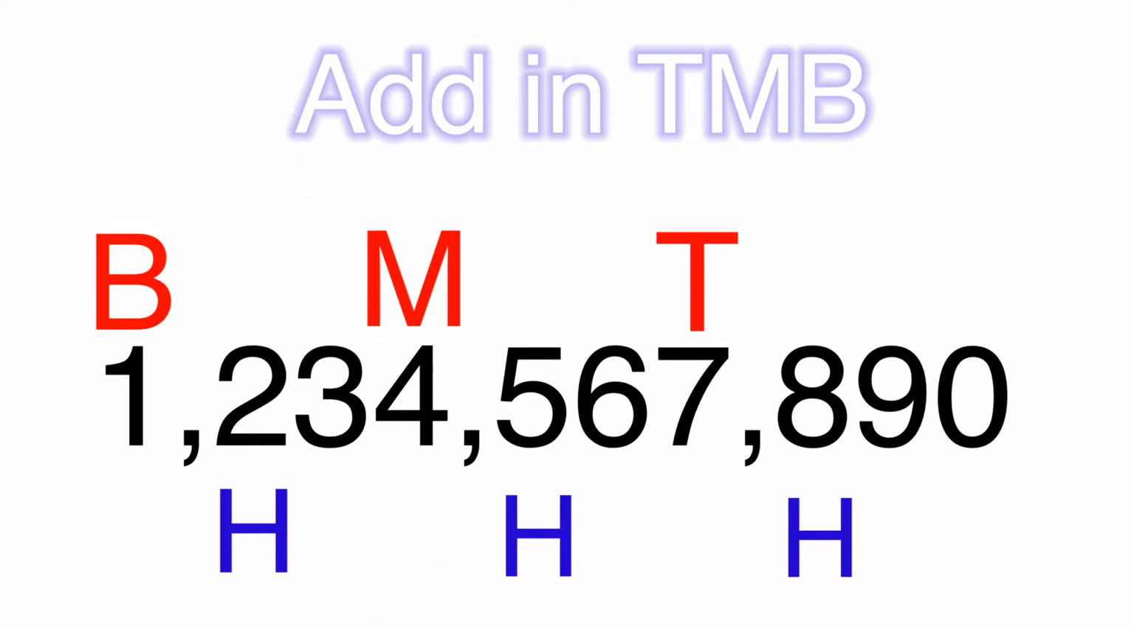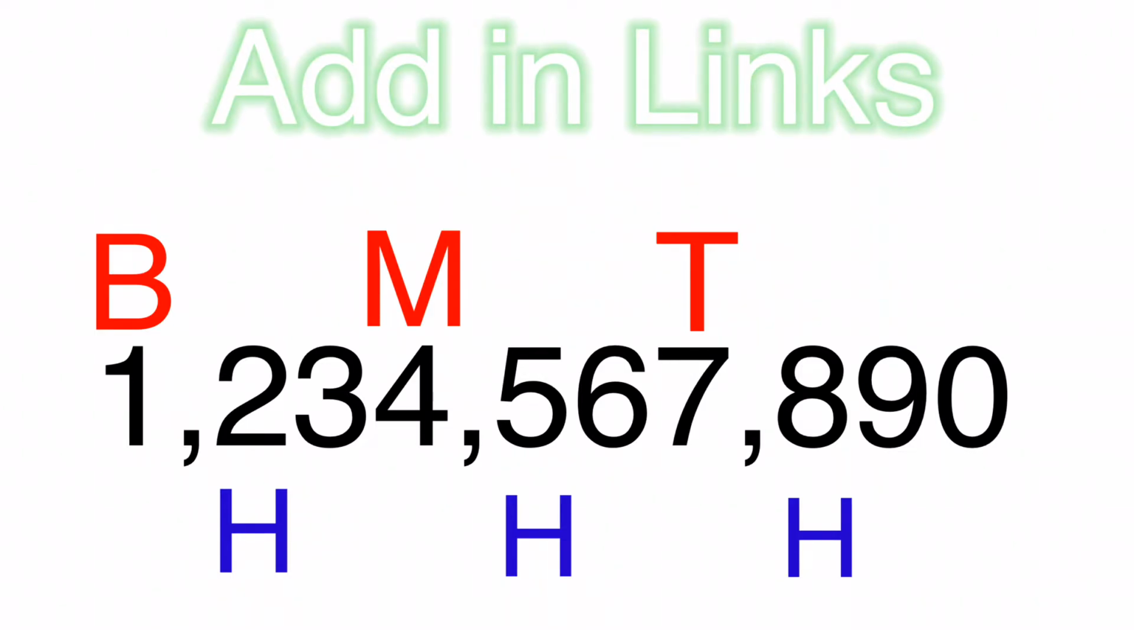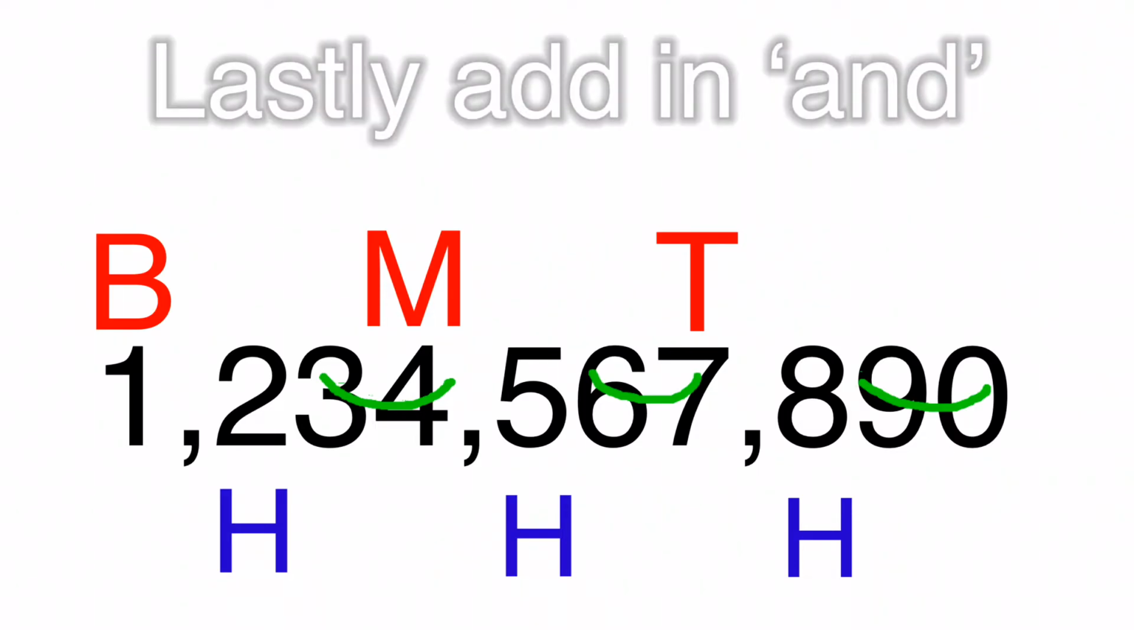In the next part, we will be adding in links, and these links will help us read numbers together. We add in the links as follows: 9 and 0 we join together, 6 and 7 we join together, and 3 and 4 we join together like this. These numbers we read together. The last thing we need to do is add in the word and. We add it in just before each link as shown.